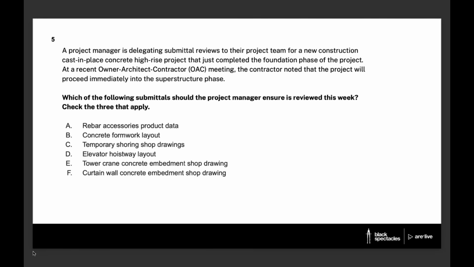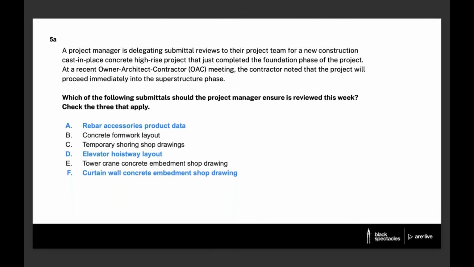So to wrap up this question, we want to review A, the rebar accessories, D, the elevator hoistway shop drawing, and F, the curtain wall concrete embedments. These are critical items when you're pouring a superstructure. And really, if you look at all of the incorrect answers, they're not things that you should review ever. So the whole information in this question about where we are in the project is somewhat irrelevant to this question, just by luck. So sometimes you can get lucky and the incorrect answers will be obvious without really thinking about the situation that the question's posing.